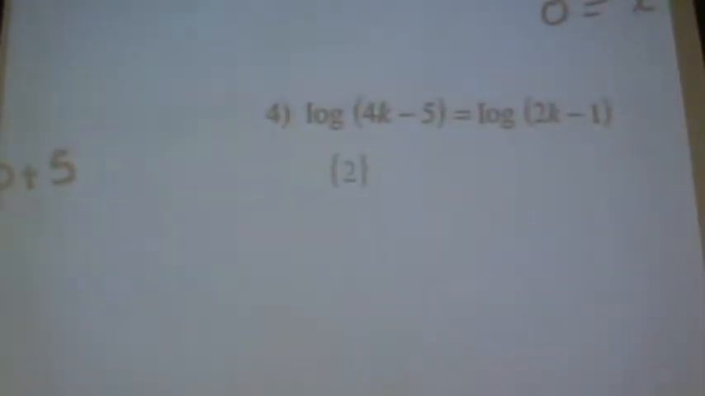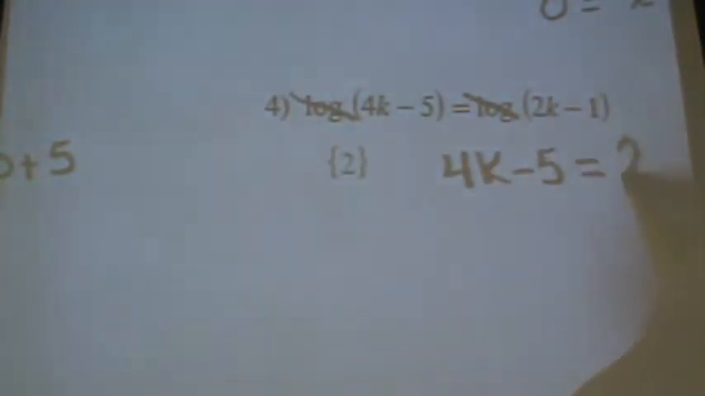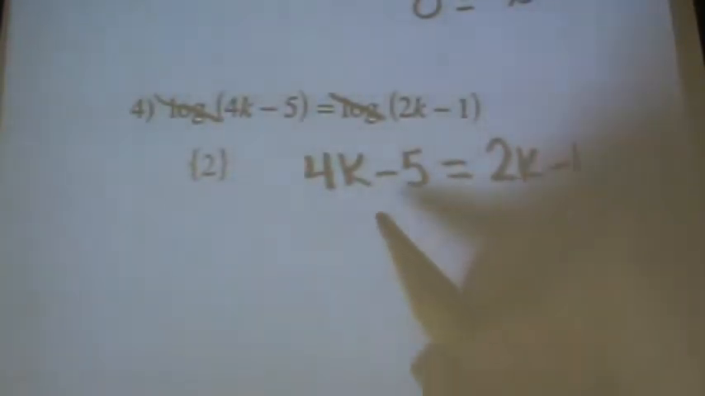Number 4, cross out what? Both logs. So you have 4k minus 5 equals 2k minus 1. Solving for k, subtract 2k, add 5, and what's k? 2.